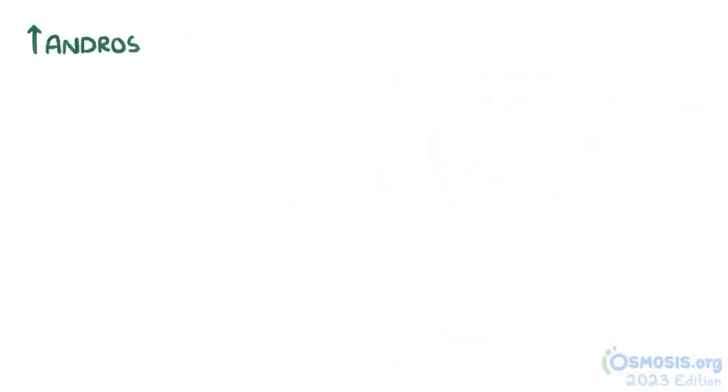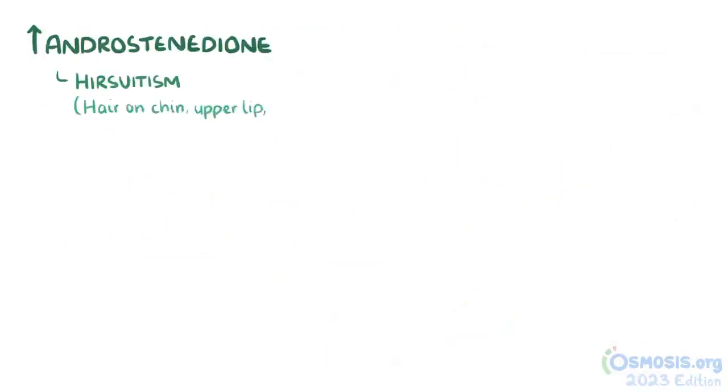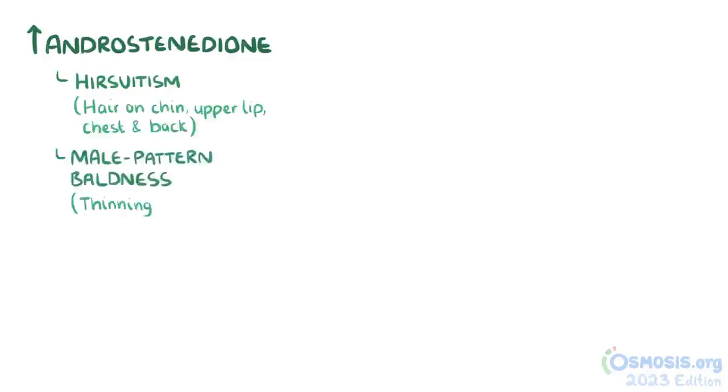High levels of androstenedione from polycystic ovary syndrome can cause hirsutism, or hair growth on the chin and upper lip, chest, and back. It can also lead to male pattern baldness, meaning a thinning of the hair starting from the crown of the head, as well as acne on the face, chest, and back.